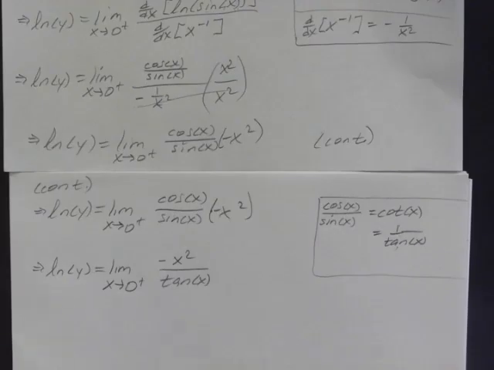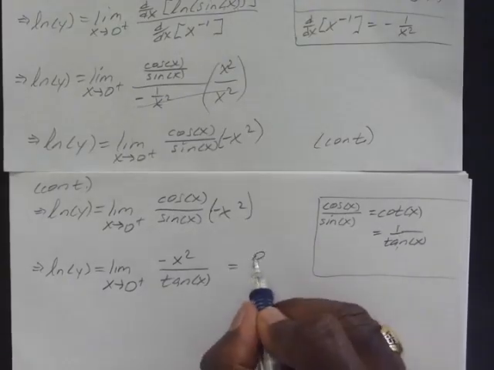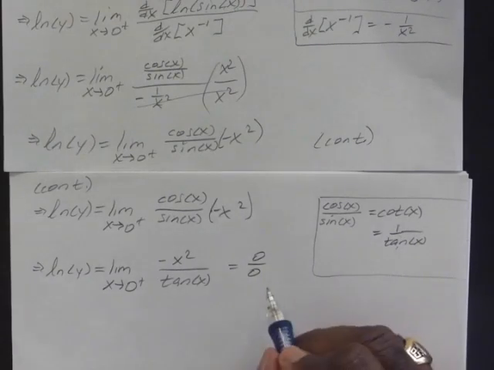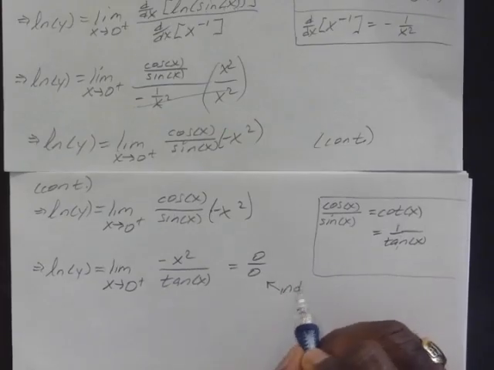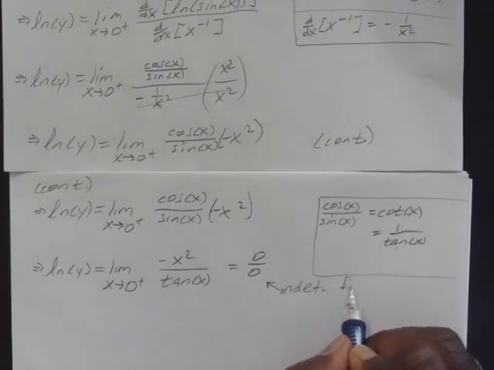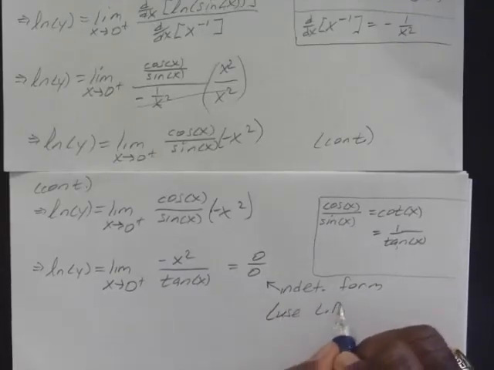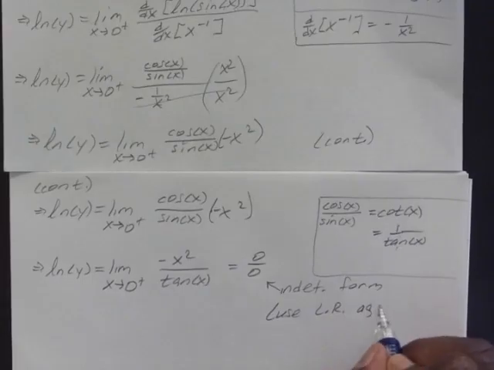Well, if you use direct substitution, you'd end up with 0 over 0, which once again is an indeterminate form. Which means we can use L'Hopital's rule again.